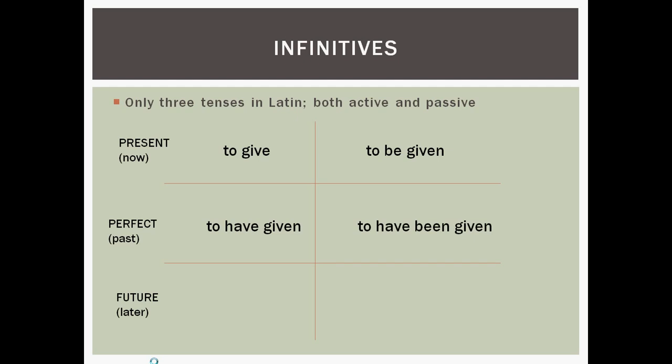And the future is a little bit tricky in English. It's going to sound very strange. So the future is to be about to give. And the passive sounds even stranger: to be about to be given. So let's look at what these look like in Latin.